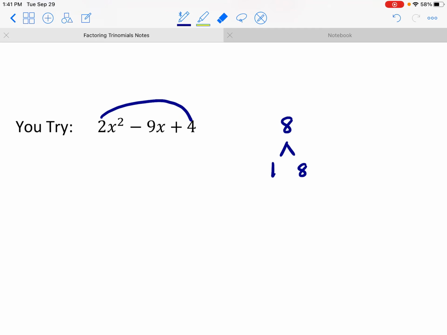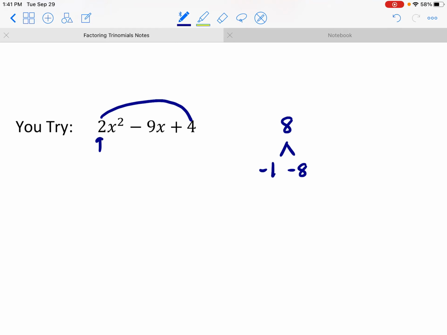So I'm going to erase these. So 1 and 8. Now, positive 1 and positive 8 do multiply to positive 8, but they don't add to negative 9. So in this case, I'm going to have to make both of them negative. Negative 8 and negative 1 still multiply to positive 8, but now they also add to the negative 9 that's in the middle. So we're going to need negative, negative here.